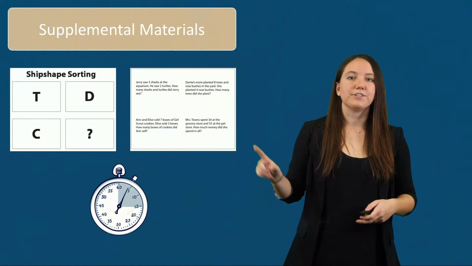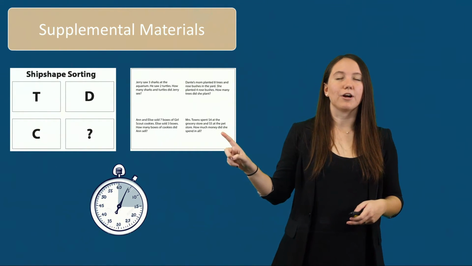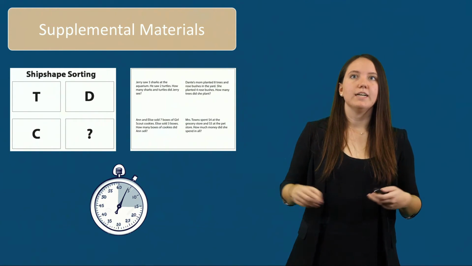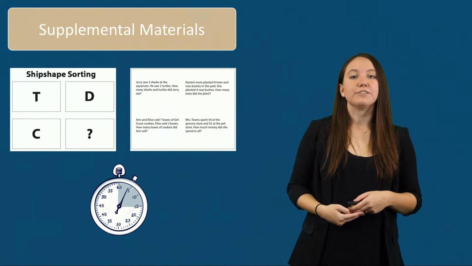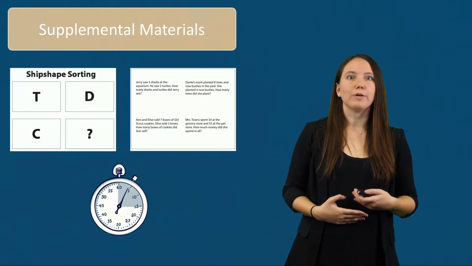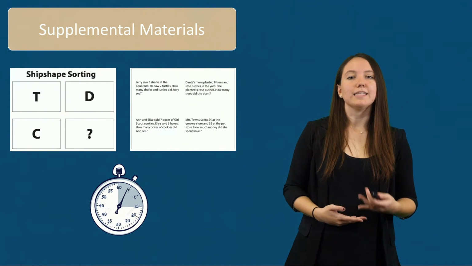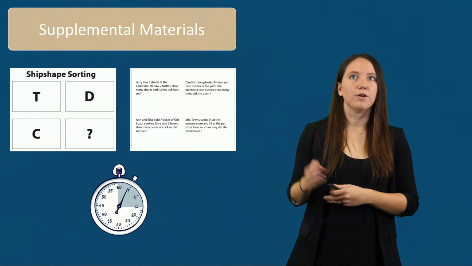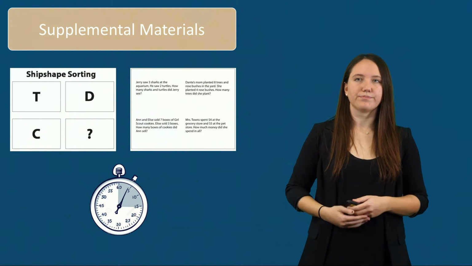It's also important to make sure that the student can't see the answer on the back of the cards when implementing the Shipshape sorting activity. It's also important to note that students are introduced to the equal groups schema, but there are no equal groups cards included in this manual. If teachers want equal groups cards, they can make their own and mix them in with the cards provided.